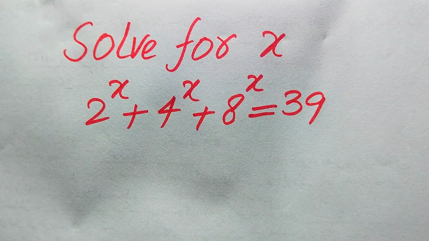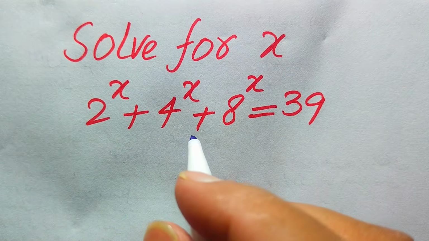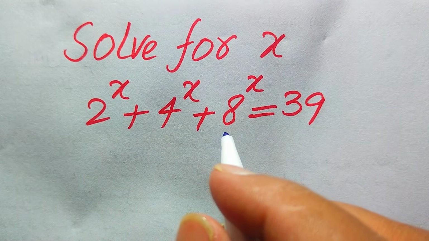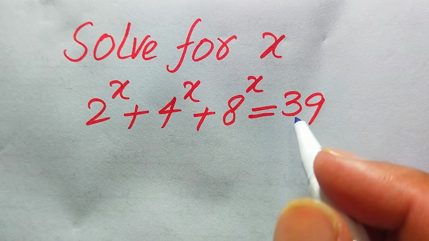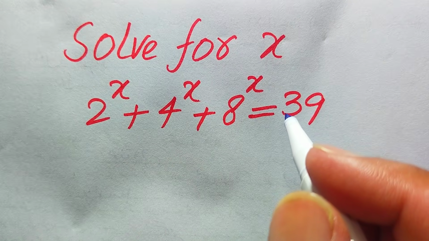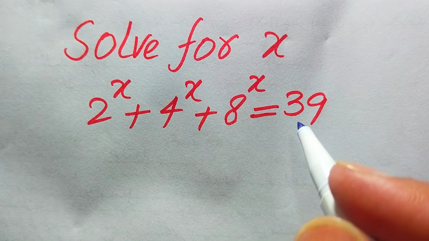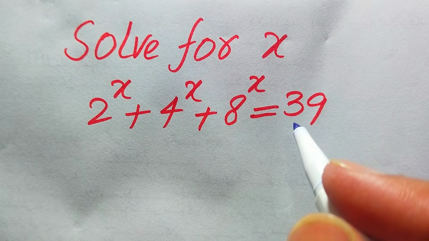So here we have this nice exponential equation: 2 to the power of x plus 4 to the power of x plus 8 to the power of x is equal to 39, and we solve this problem for all the values of x. First we find all the roots of this equation, and at the end we will verify which of the roots are solutions and which of the roots are extraneous roots.